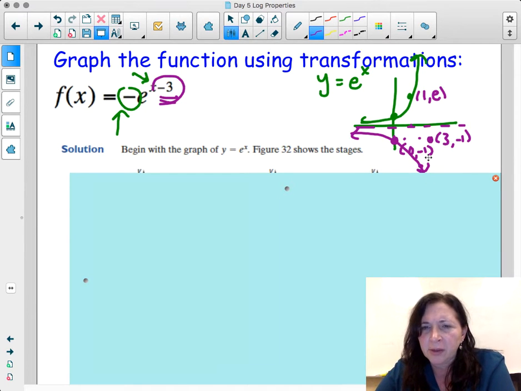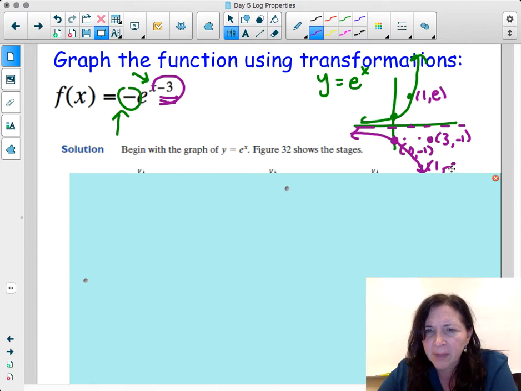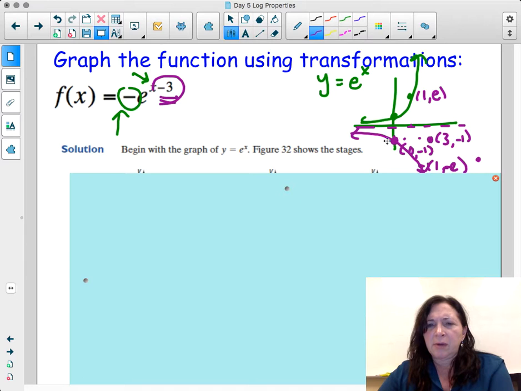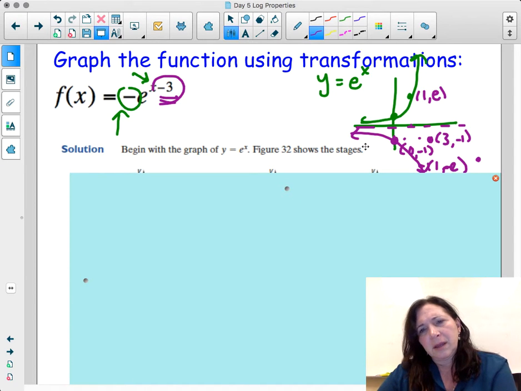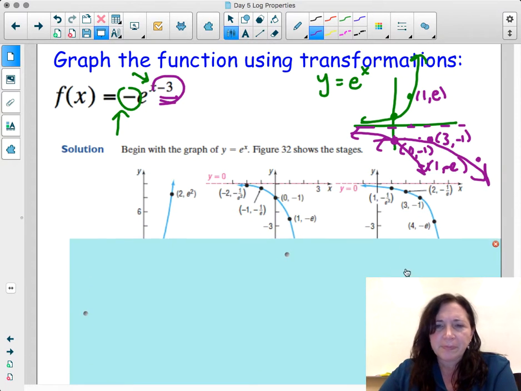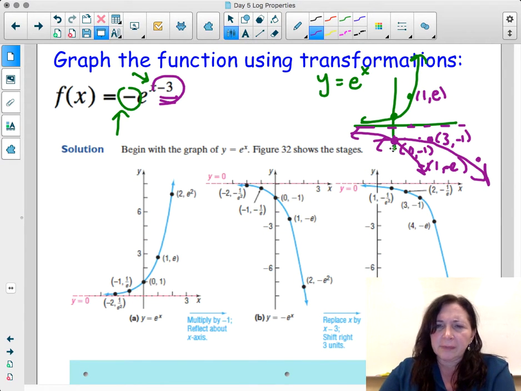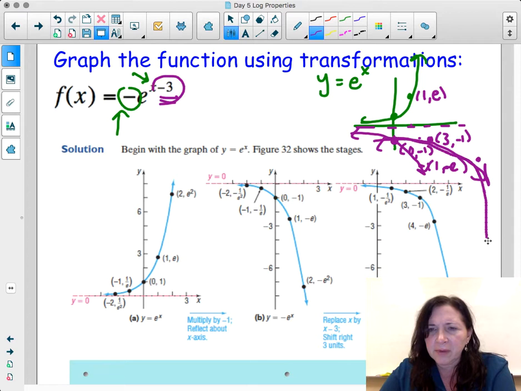And the next point, what was this? 1, -e. As I move it to the right 3 places, 1, 2, 3, that'll be 4, -e. Okay, so this graph is now going to look something like that. And it's going to go across, down like that.